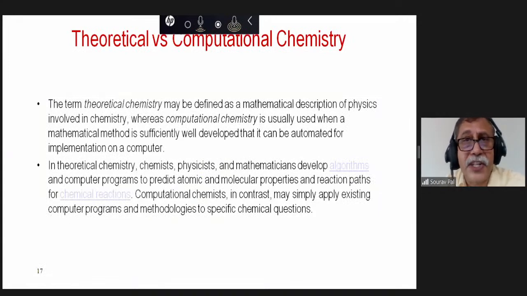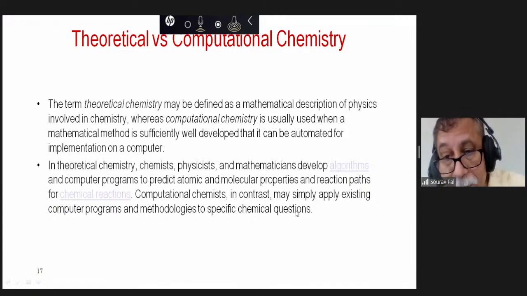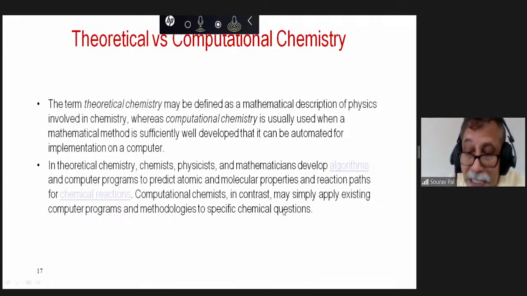I will not worry about the definition of theoretical versus computational chemistry. I will skip these slides. But I just want to say one thing, that there has been a lot of discussion of what is theoretical and what is computational chemistry. Theoretical chemistry is that part of physics which is basically the development of mathematical description of physics, development of algorithms, whereas computational chemistry is the application of a well-developed mathematical method. So in theoretical chemistry, the chemists, physicists, and mathematicians develop, whereas in computational chemistry, they may simply apply existing programs and methodologies, but they must apply them to specific chemical questions. I think that is very important, which will lead to a solution.